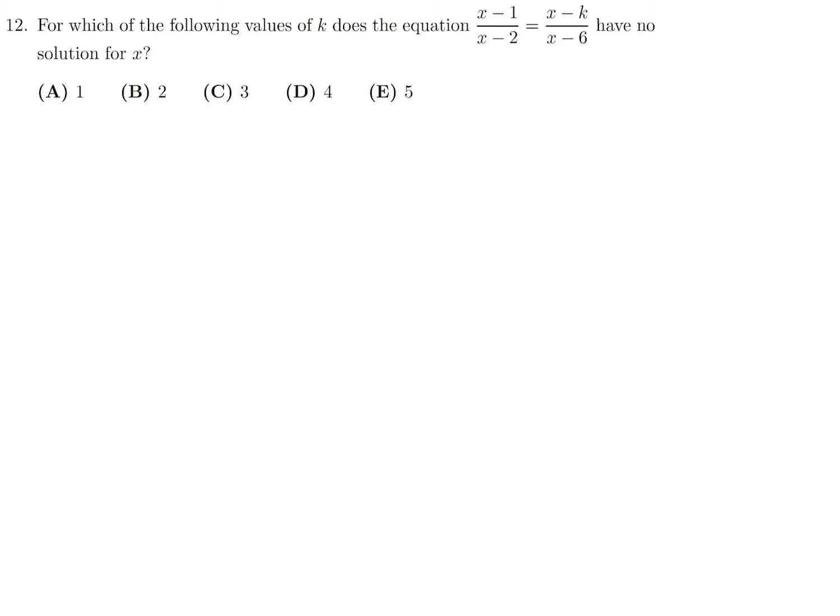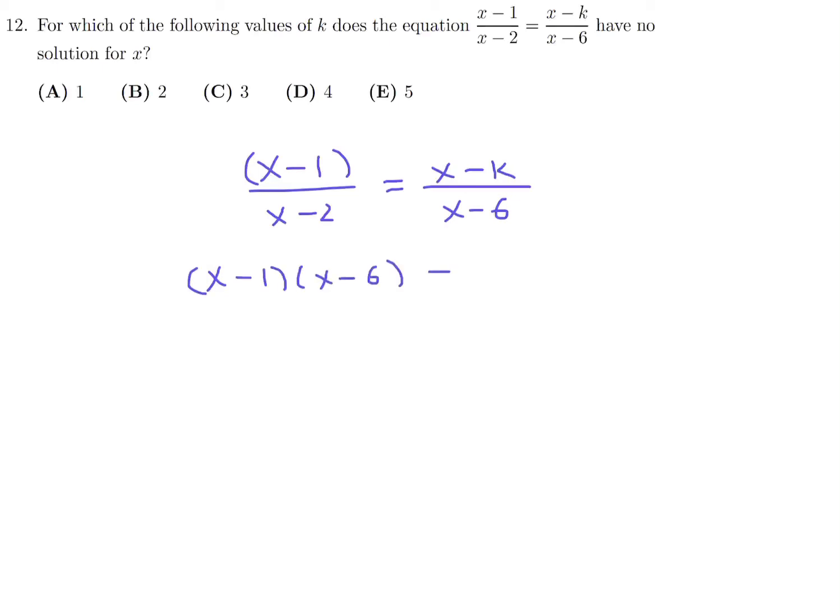For which of the following values of k does the equation (x minus 1) over (x minus 2) equals (x minus k) over (x minus 6) have no solution for x? So let's work with what they have given us, and let's see what we get. So the first step, cross multiply: x minus 1, x minus 6, x minus k, and x minus 2.